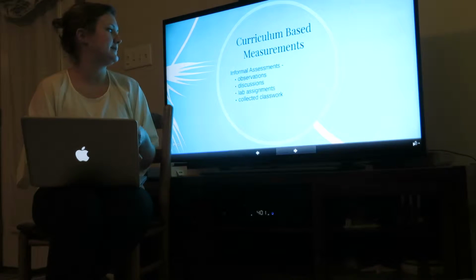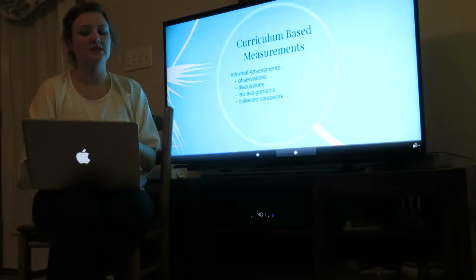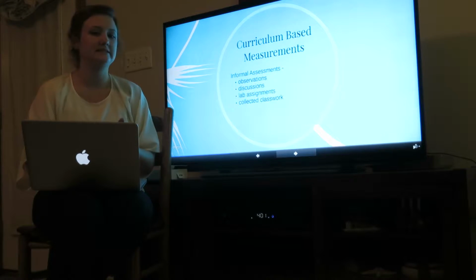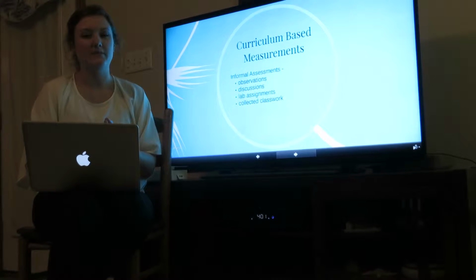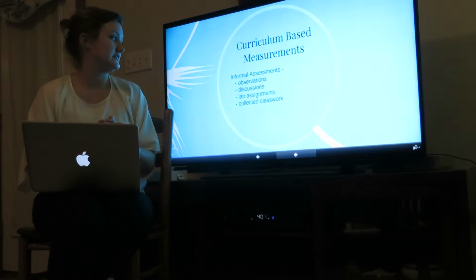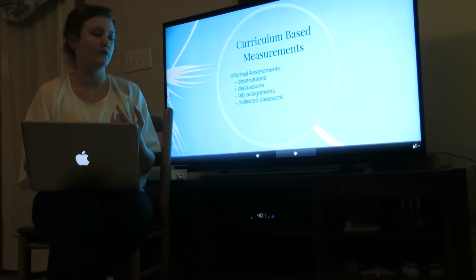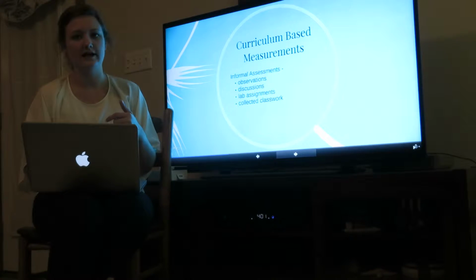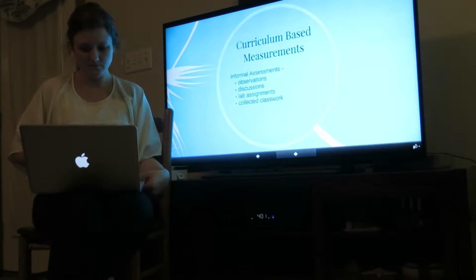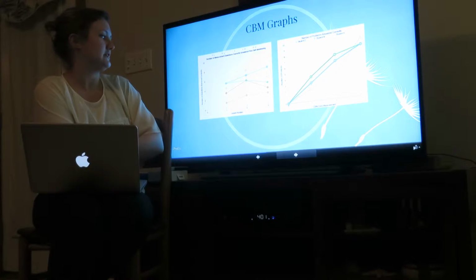Alright, so curriculum-based measurements. I did more of informal assessments, with the time constraints that I had. I didn't think it was effective use of time to use pre and post testing, so I just looked at observations and discussions that the students had and took down notes, and then I also used lab assignments and collected classwork to get my measurements that way. Alrighty, and so here are the graphs to represent that.